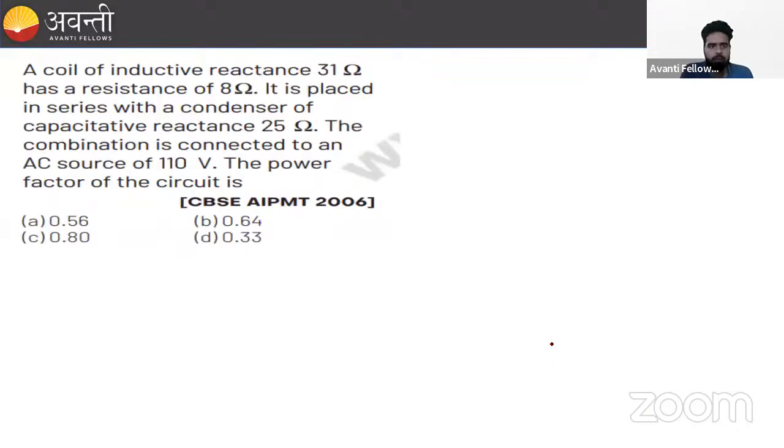Okay. In the next problem, the question again came in the CBSE AIPMT, which is now known as NEET. A coil of inductive reactance, if you want to solve this problem, XL is given as 31 ohm, and the resistance R is 8 ohm. It is placed in series with a condenser of capacitive reactance XC, given as 25 ohm.